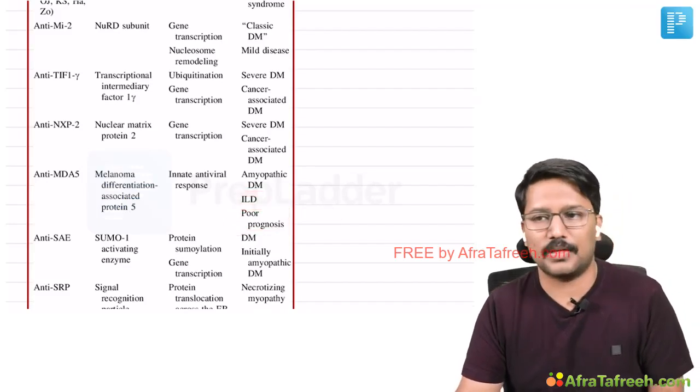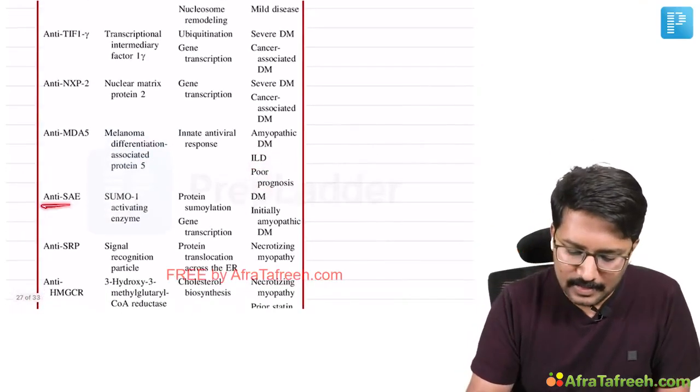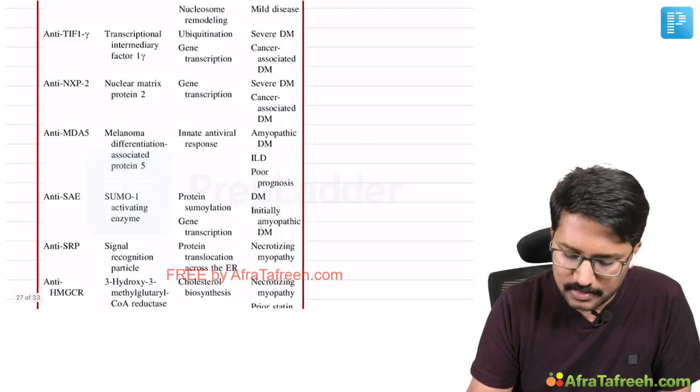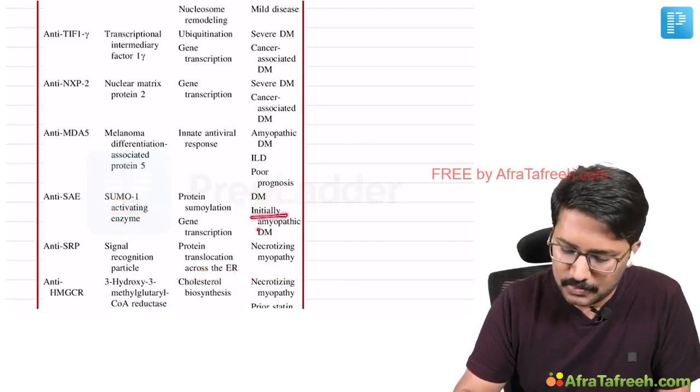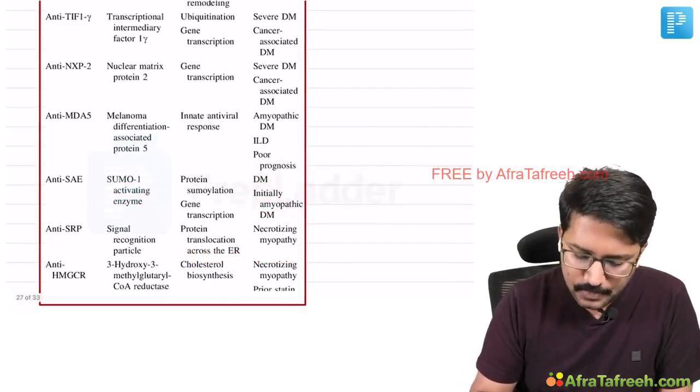That is also something that I want you to remember. Anti-SAE is actually an antibody targeting the SUMO1 activating enzyme. Again, one more DM specific antibody. These patients also initially may be amyopathic.